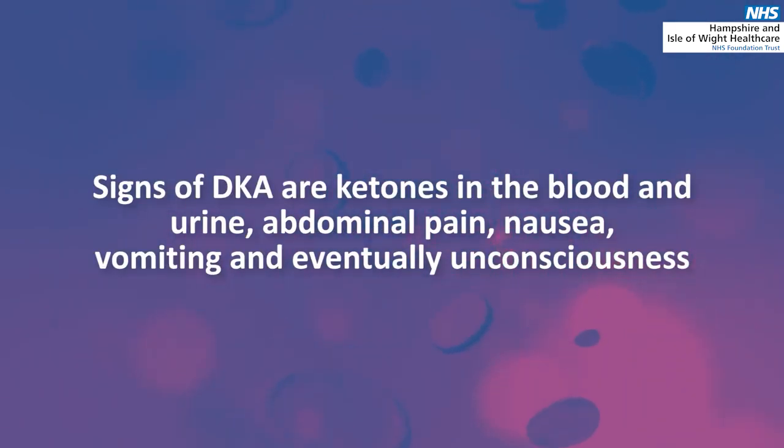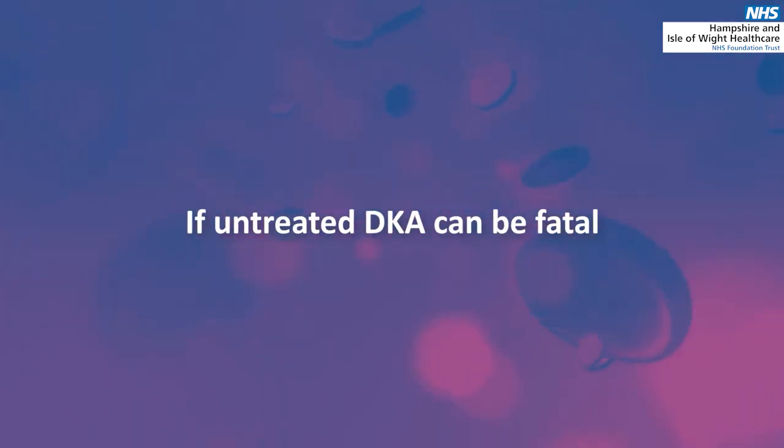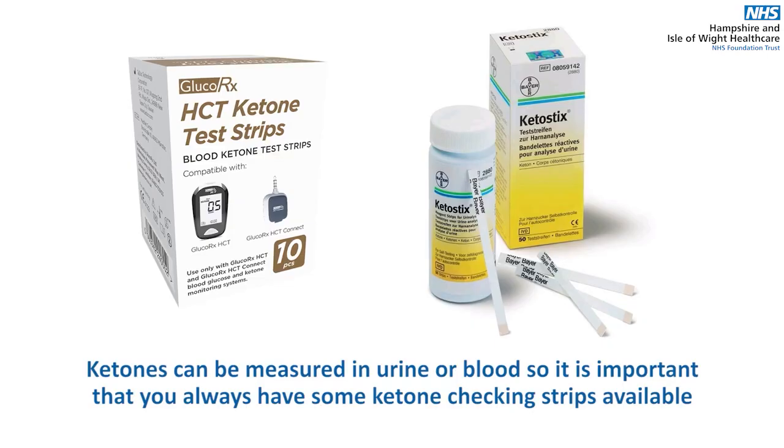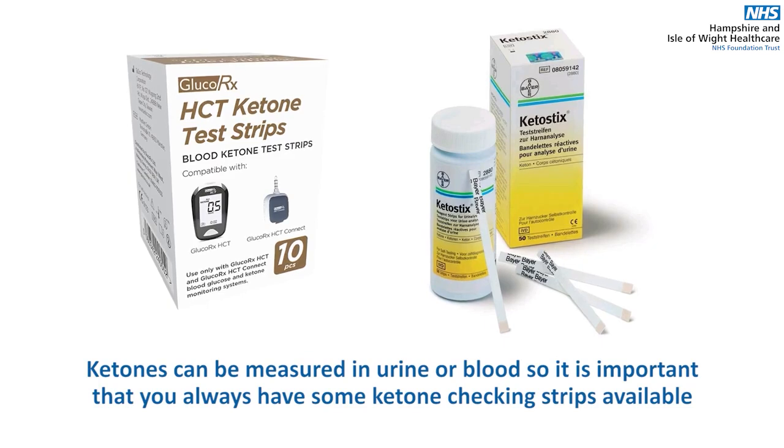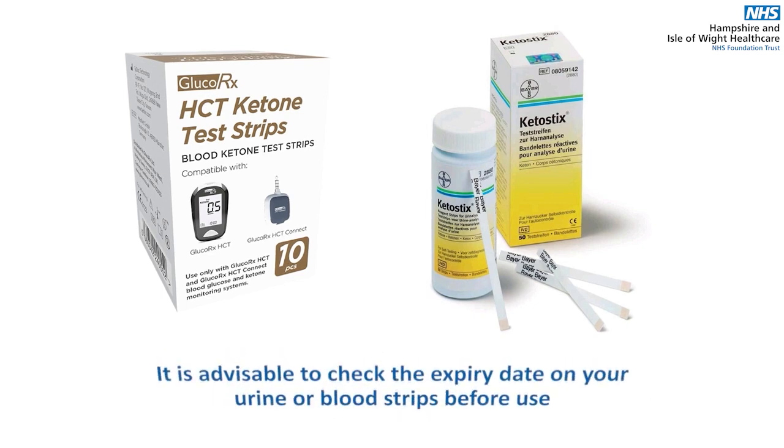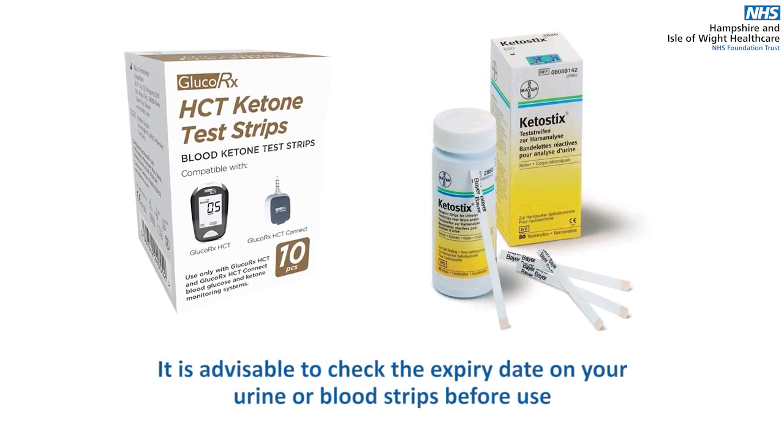Signs of DKA are ketones in the blood and urine, abdominal pain, nausea, vomiting, and eventually unconsciousness. If left untreated, DKA can potentially be a fatal illness. Everyone can produce ketones if they have not eaten or are unwell, but these do not usually rise to dangerous levels. Ketones can be measured in the urine or blood, so it is important that you always have some ketone checking strips available to check for ketones when you are unwell or when your glucose levels rise. It is advisable to check the expiry date on your urine or blood glucose strips before use.